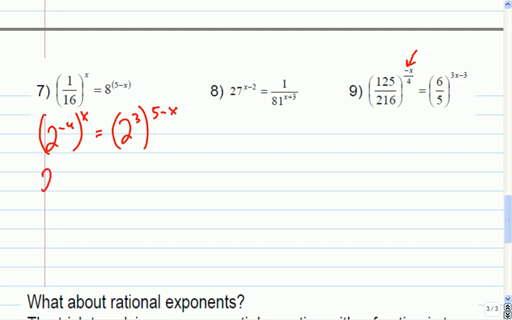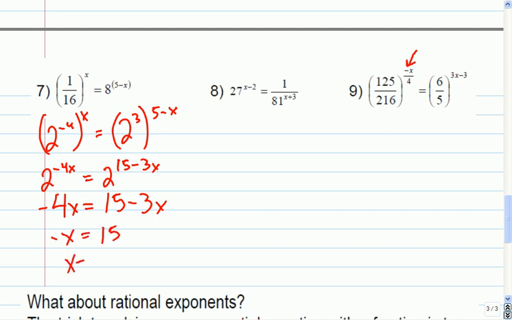So that'll be 2 to the negative 4x equals 2 to the 15 minus 3x. So this is the equation that I have to solve. And that's going to be negative x equals 15. I think, did anybody else get negative 15? Yeah, okay, thank you. How about 27 and 81?